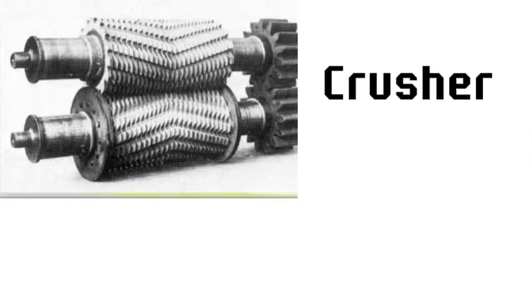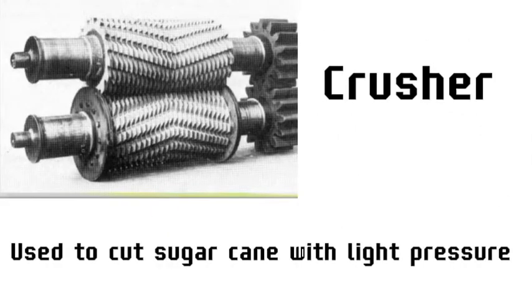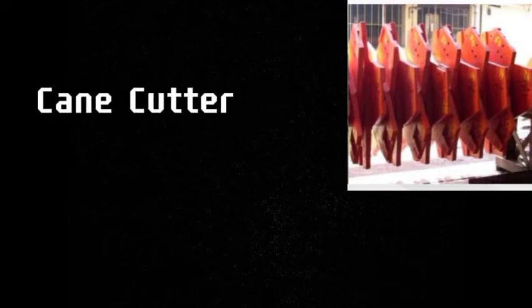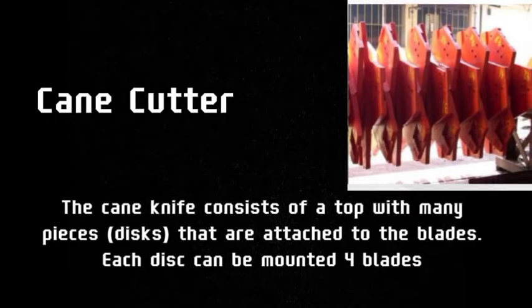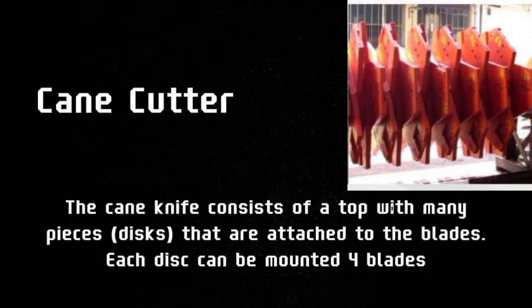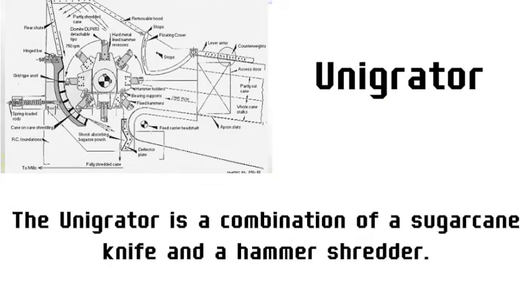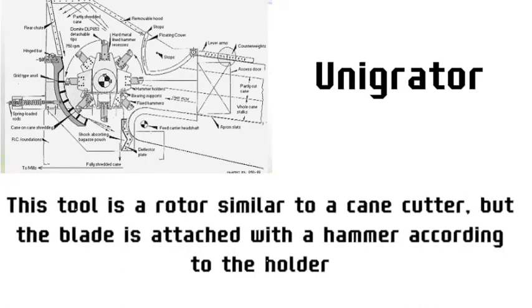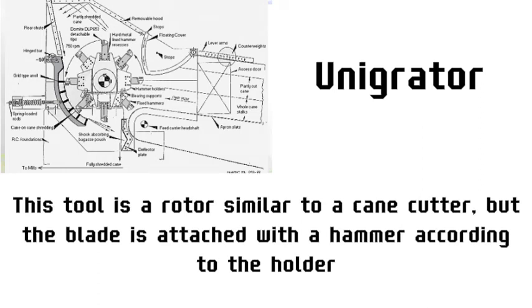1. Crusher. Used to cut sugarcane with light pressure. 2. Cane cutter or cane knife. The cane knife consists of a shaft with many pieces that are attached to the blades. Its disc can be mounted for blades. 3. Unigrator. The unigrator is a combination of a sugarcane knife and a hammer shredder. This tool is a rotor similar to a cane cutter, but the blade is attached with a hammer according to the holder.